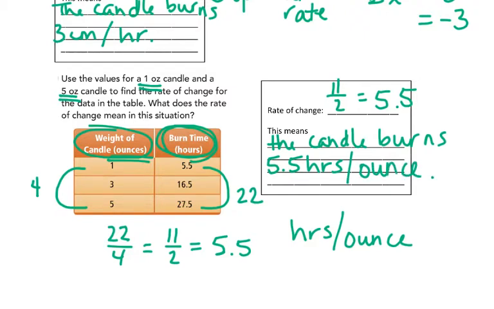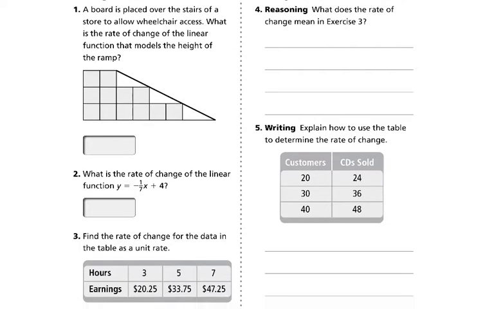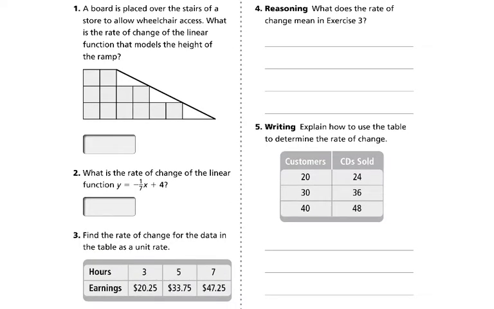Alright, so that sums up the section 8.2, and I have a Google form for you. Here are the questions for the Google form. So I'm going to need to slide it up for you a little bit. Alright, so 1, 2, and 3, you're just asked what the rate of change are for each of those situations. Number 4 asks you to explain what the meaning is for number 3. And then for number 5, you're going to have to explain how to use the table to determine the rate of change. So you're just describing how to find the rate of change in a table.